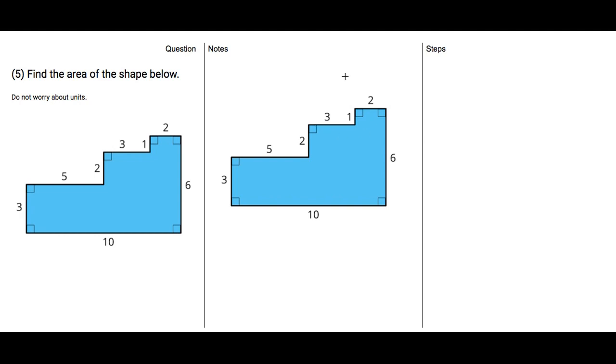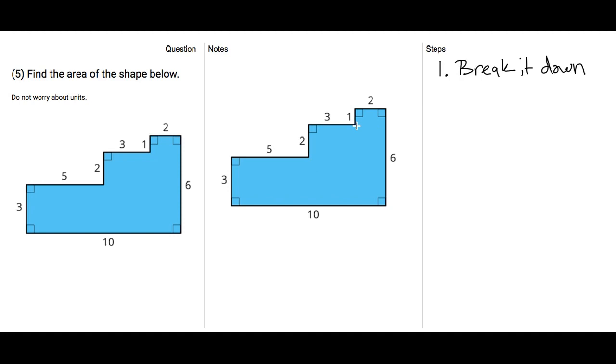But what we can do is break this down into shapes that we do know how to find the area of. So our first step here is going to be to break it down. And we're breaking it down into shapes that we know how to solve. There's multiple ways to break it down, but I'm just going to make a couple vertical lines here, a couple cuts, and we're going to make this a little bit easier for us to solve.